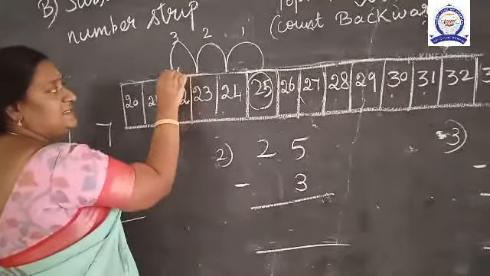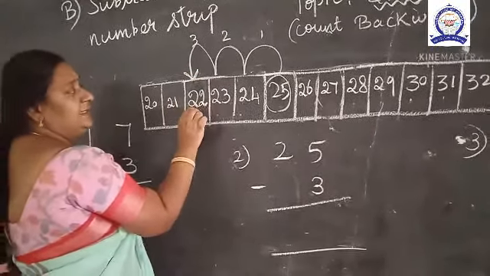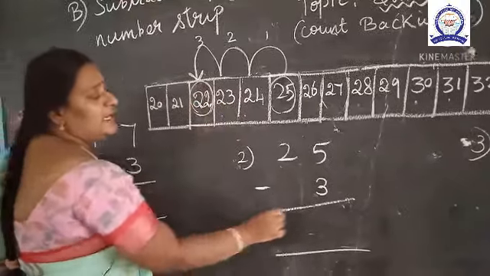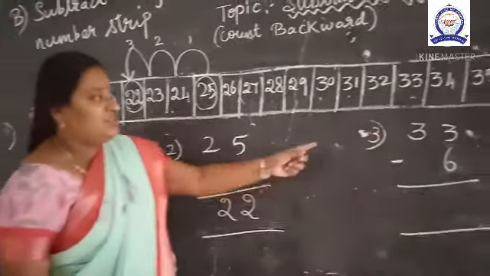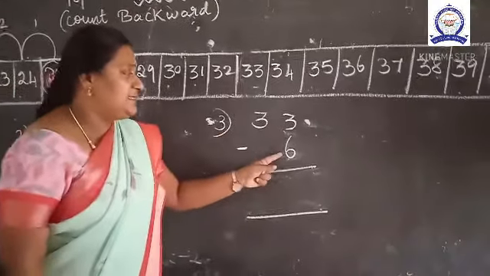So where does the arrow mark end? 22. So your answer is 22. Okay? Similarly, third question, 33 minus 6.